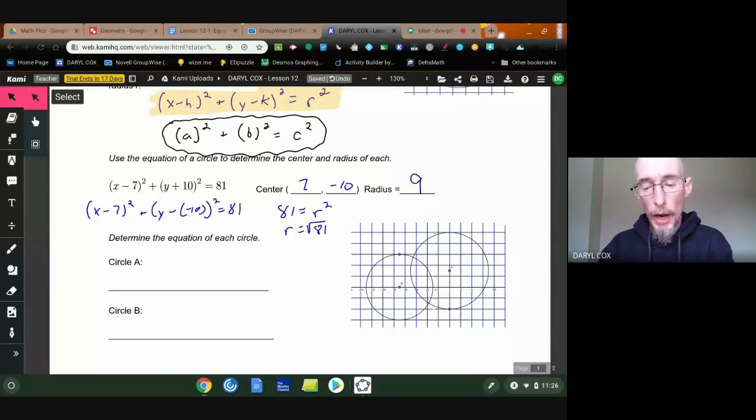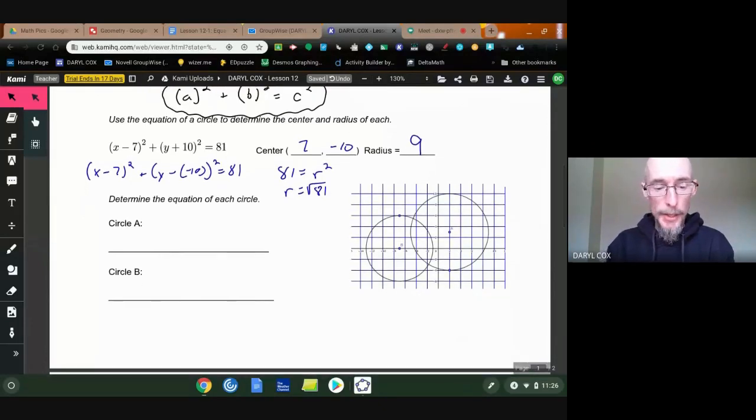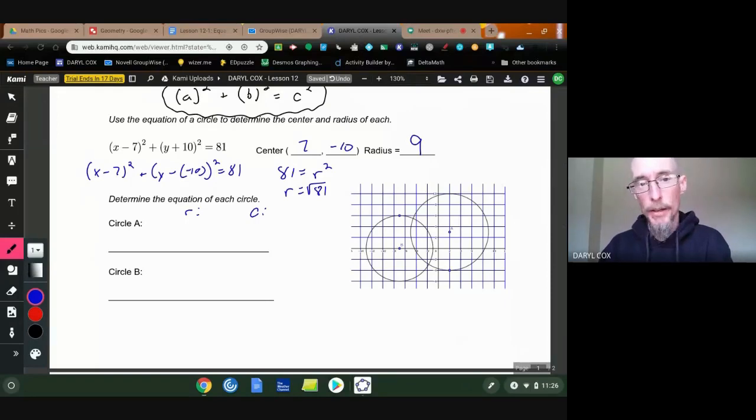What about if I want to write the equation? If I want to write the equation of a circle, the two things I need to know are my radius and my center. So looking at circle A, what is the center of circle A? If you look at circle A, you should see that I'm going to start at my 0, 0. I'm going to come over 2, up 3. Be careful of your scale. So my center is at 2, 3.